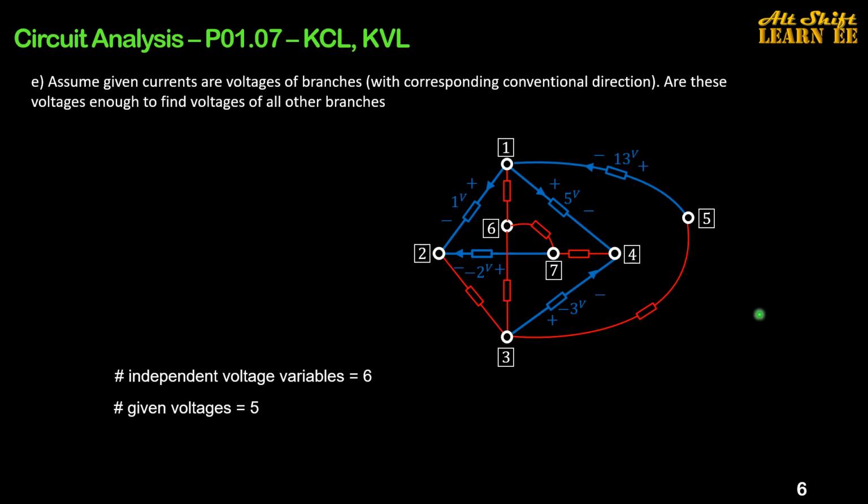Okay. And part E is the continuation of the previous part. We proved that the number of independent voltage variables is 6. Here 5 is given, so at least one more independent voltage is needed.